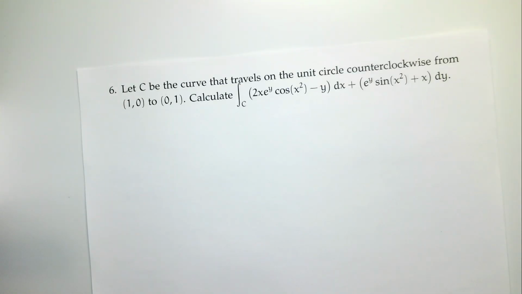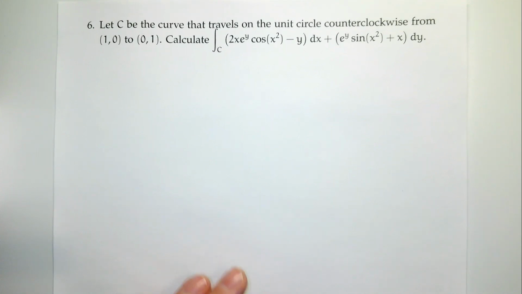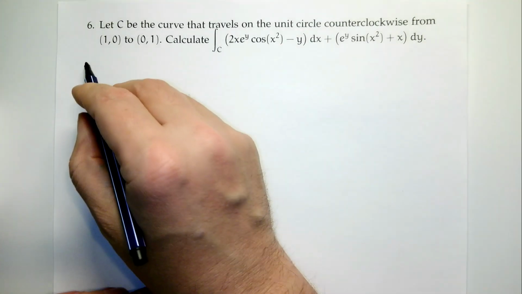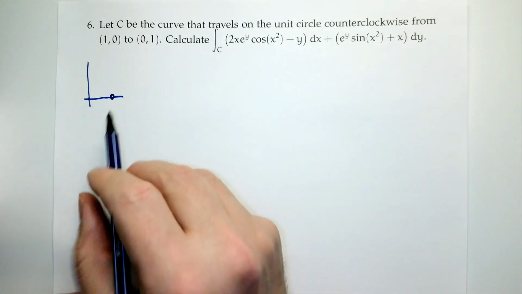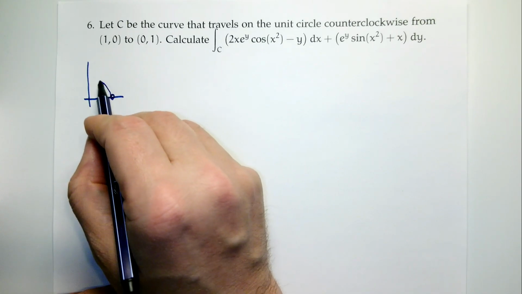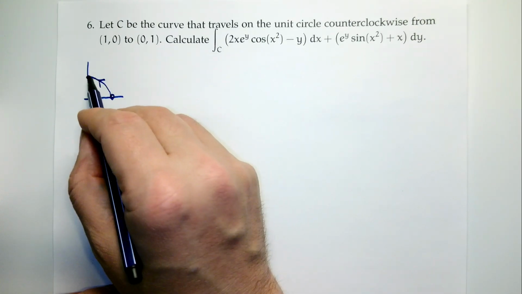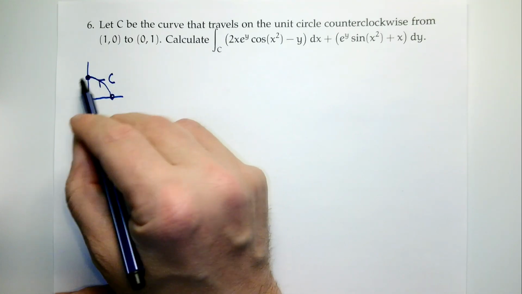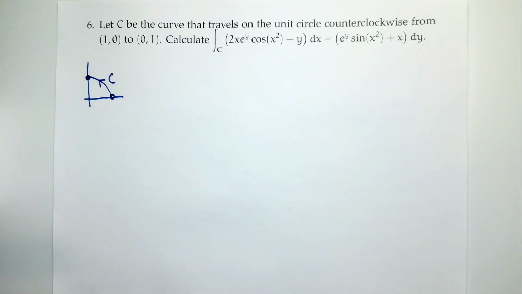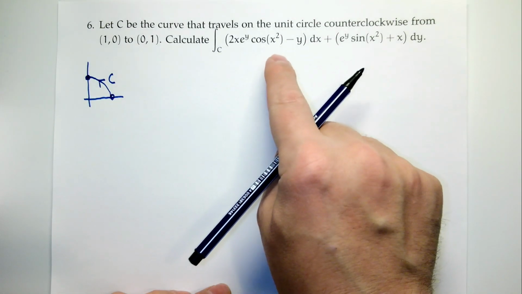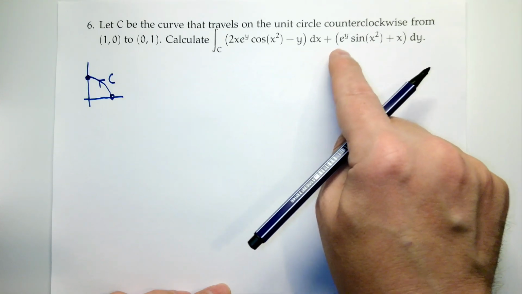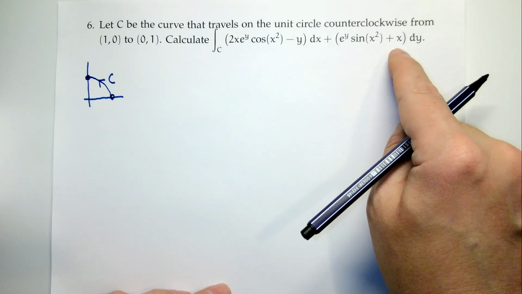All right. Number 6. Let C be the curve that travels on the unit circle counterclockwise from (1, 0) to (0, 1). All right, so we're starting here at (1, 0). That's our start. And we're going to go up here to (0, 1). That's our end. And there's our curve C. And we're traveling counterclockwise. And we want to calculate the integral along the curve of 2x e^y cosine(x squared) minus y dx plus e^y sine(x squared) plus x dy.